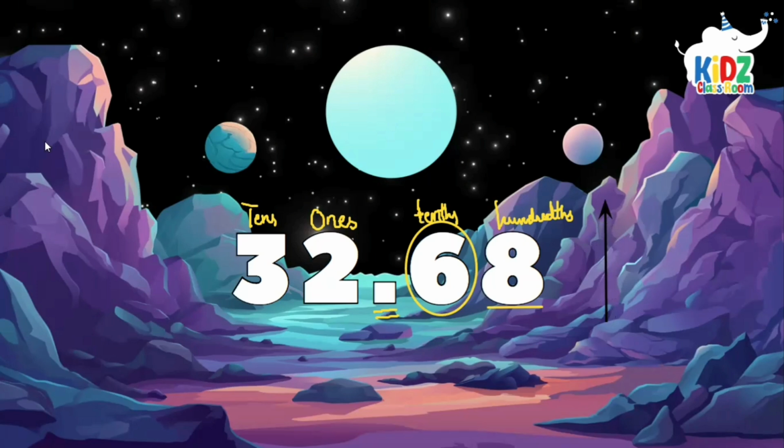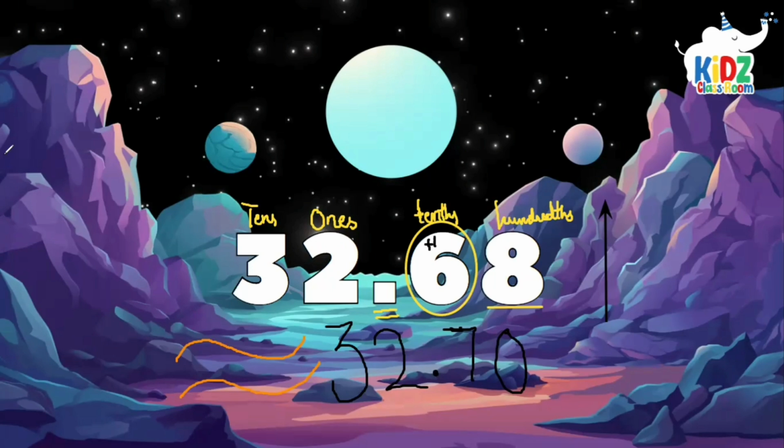So now let's round this number. Don't forget to show the symbol. It will be 32.70. Why 70? Because when we round up, we add 1 to the tenths place. However, when we are rounding down, we do not add 1, and the tenths place remains the same. When rounding up, we add 1 to the tenths place, and the rest of the digits we change into 0.